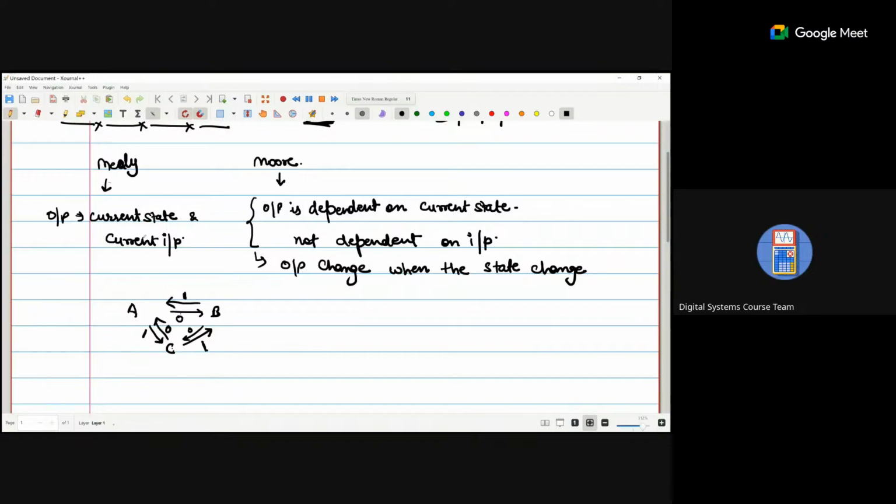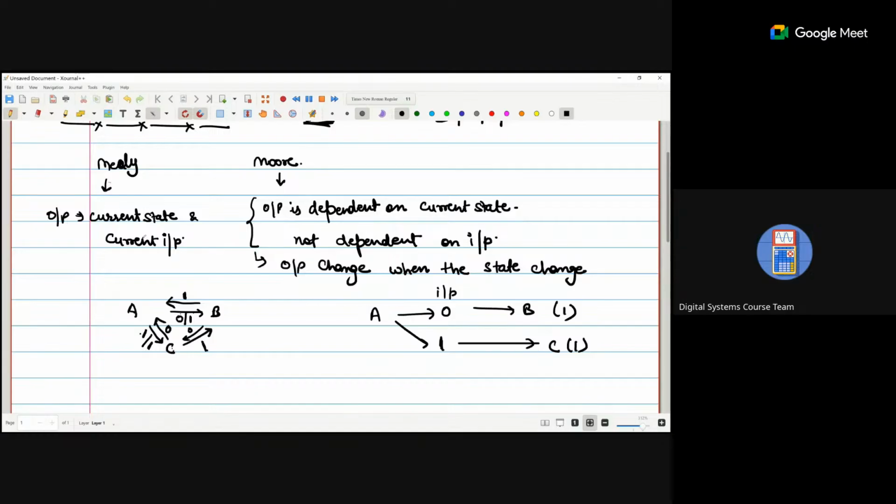Now if the state is changed, that means the output is also changed. If we go from A to B with 0 input, we say that 1 is the output. Or if we apply the 1 input from A to C, we say that 1 is the output. Output is possibly 1 for both cases. Either we apply 0 as input from state A, we go to B and the output is 1, or we apply 1 input, we go to C, and the output in this case is also 1.